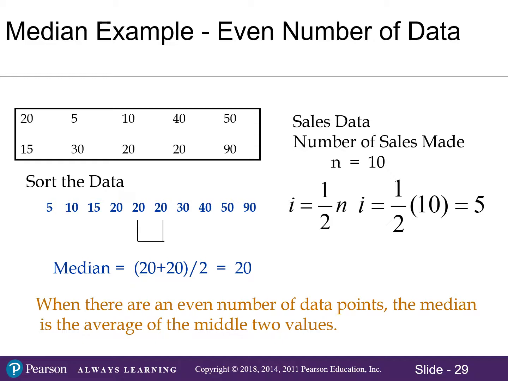So here's the example I was talking about where you have to average the center. Here it tells you it's 5th from top and bottom, but there are actually 2 values that are 5th from top and bottom in this data set. So it's 20 and 20 in this case. And when you average those two, you get 20. So when you have an even number of data points, you figure out who the middle 2 are, average them, and place your median there.